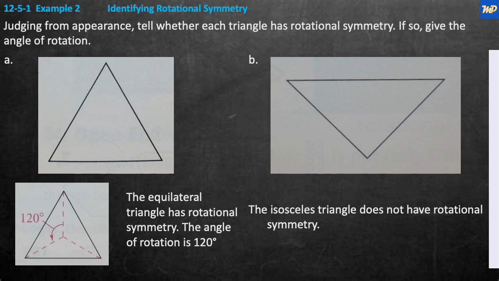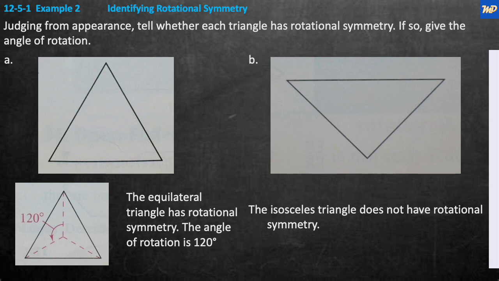Example 2, identifying rotational symmetry. Judging from the appearance, tell whether each triangle has rotational symmetry. If so, give the angle of rotation. So looking at question A, does that triangle have rotational symmetry?